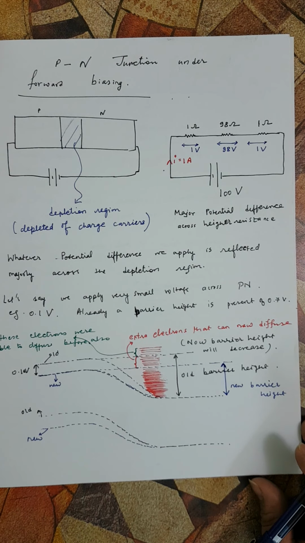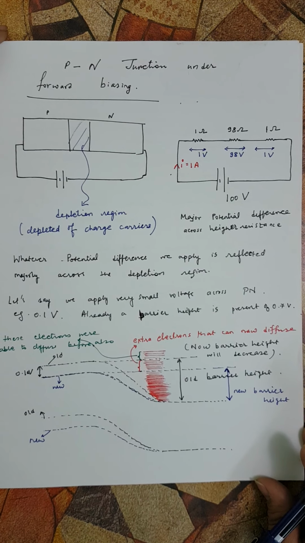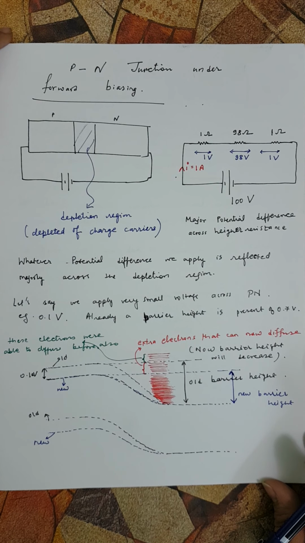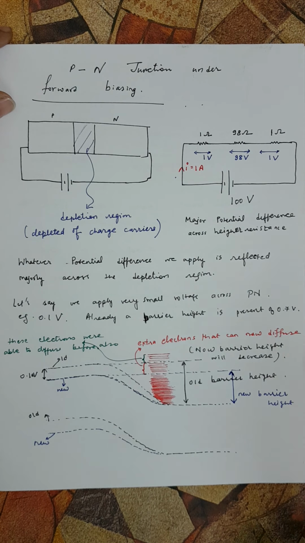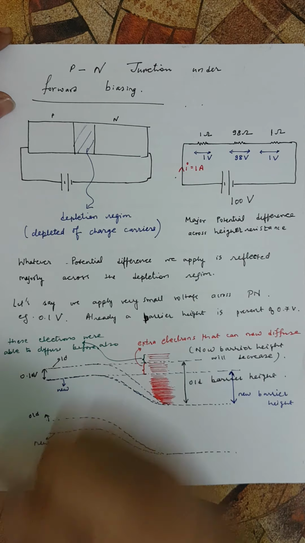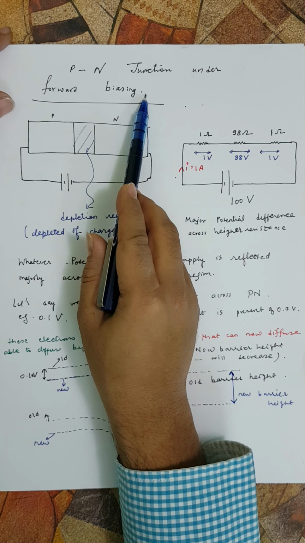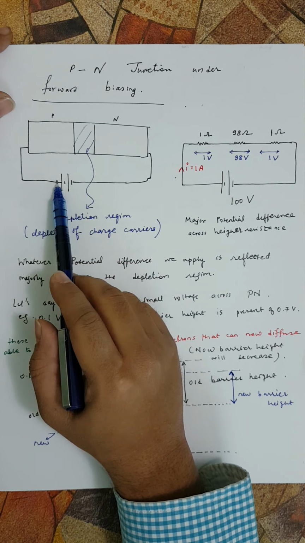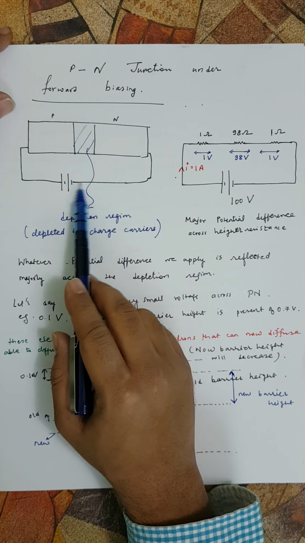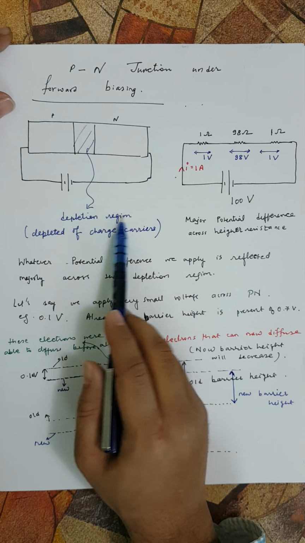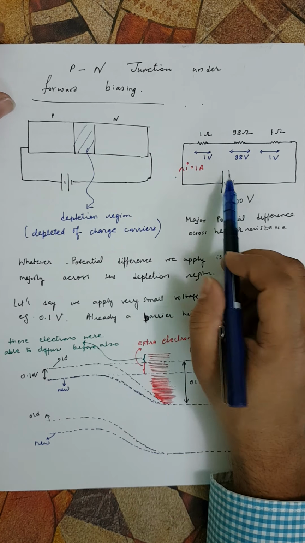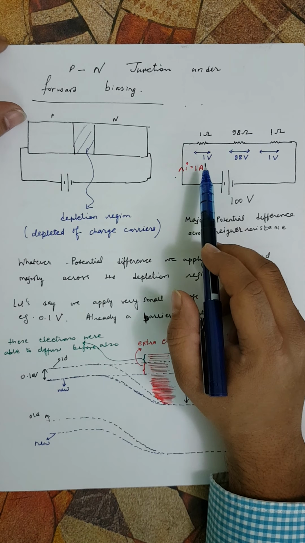Now what happens to this p-n junction in the forward biasing condition? Okay. So p-n junction under forward bias means connecting the p-type to the positive terminal of the battery and n-type to the negative terminal of the battery, and this is the depletion region, as you know. Just a simple concept to start with.